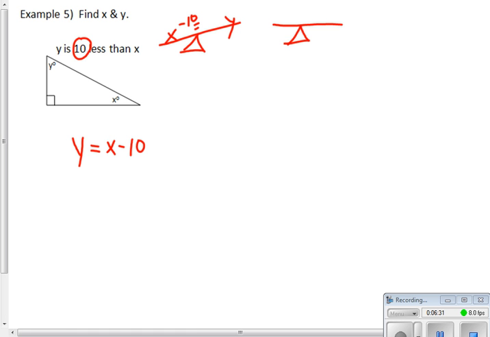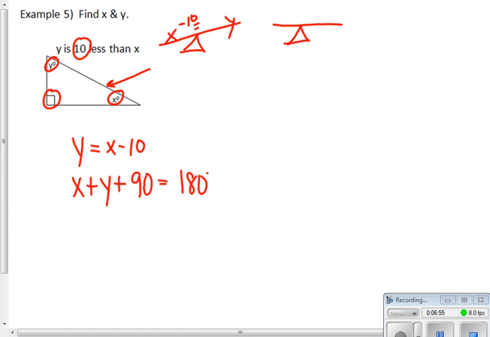That's one equation. You need to come up with the second equation. Well, your second equation is regarding this triangle here. We know that angle y, angle x, and 90 degrees, when you add all three of those together, all three of those angles, you're going to get 180 degrees. So here's my two equations. Now you can go ahead and use substitution.